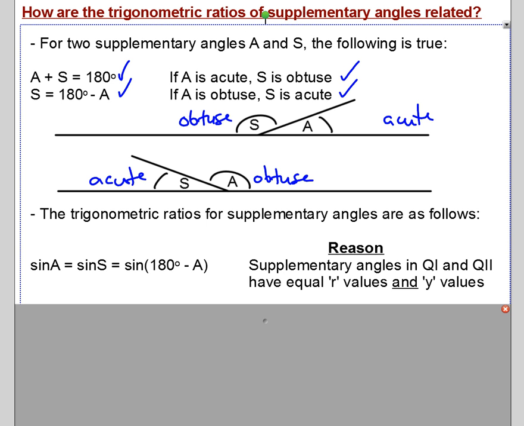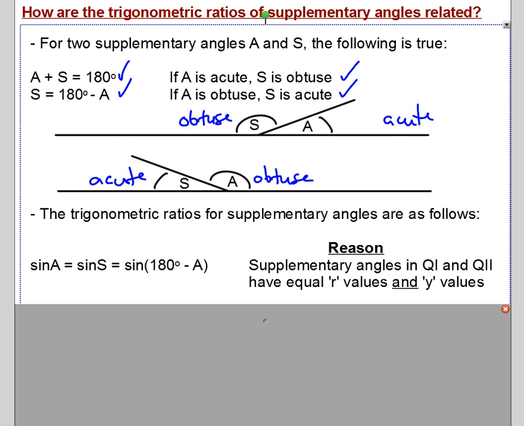We're going to look at the relationship between the trigonometric ratio of an angle and its supplement. So what we're really trying to see is how supplementary angles compare when we calculate their trigonometric ratio. For the sine ratio, they're going to be equal. Supplementary angles in quadrant 1 and quadrant 2 are both going to have the same r value. The terminal arm will be the same length, and they'll also have the same y value. And because of that, the y over r ratio, which is what sine is equal to, will be equal.